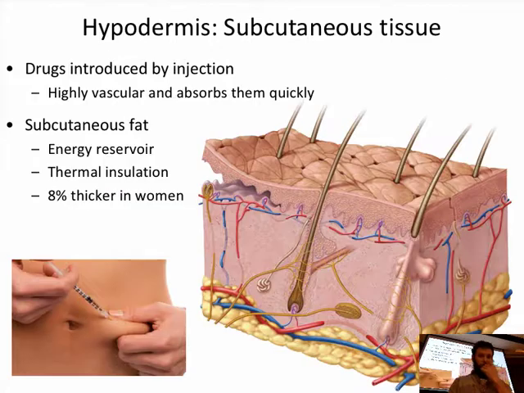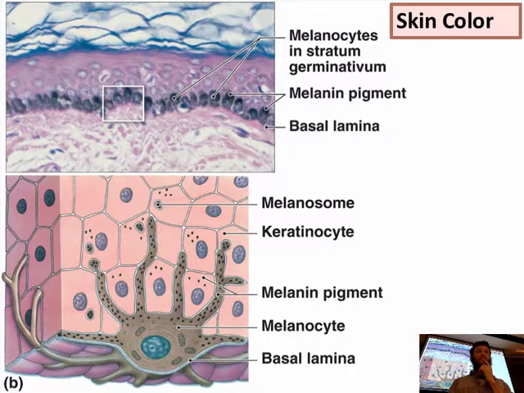All right. Oh yeah, we talked about this. I just talked about this. Subcutaneous fat, that's below the dermis. Let's keep going. Skin color.